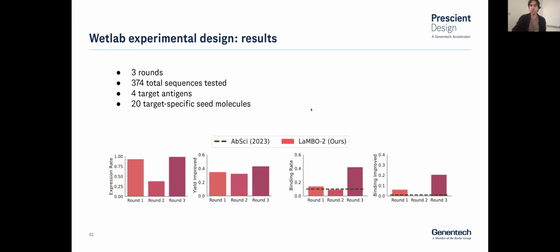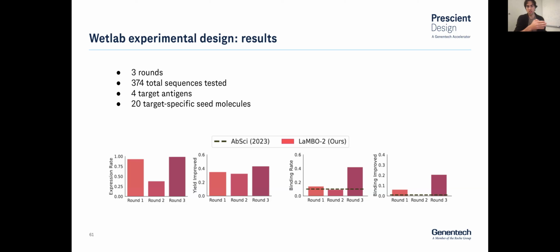So let's see, got about 5 minutes left, and then I will answer some questions. Right, so to kind of give you an overview, we did this over 3 rounds. In total, we tested 374 sequences, 4 target antigens, 20 target-specific seed molecules. One of the interesting things that I want to point out is this dip in expression in round 2.